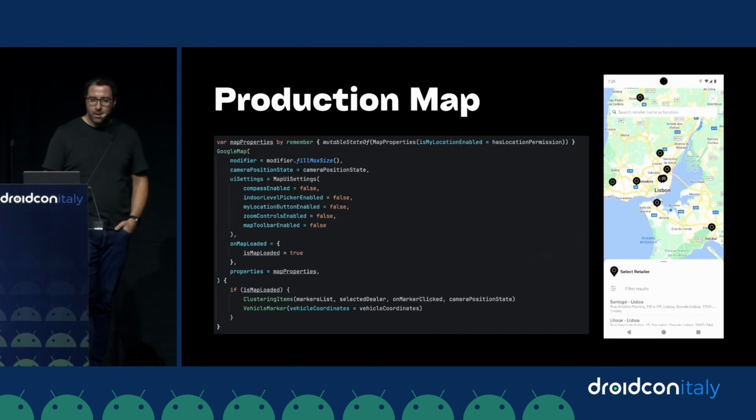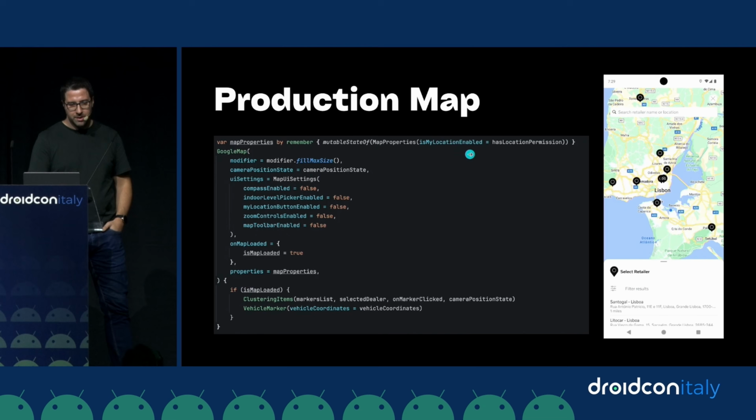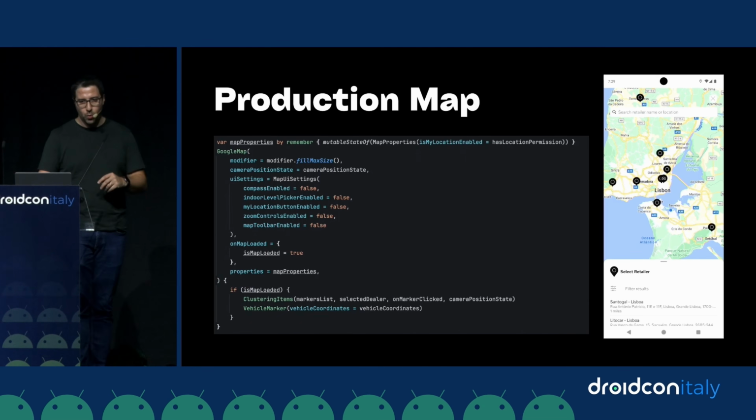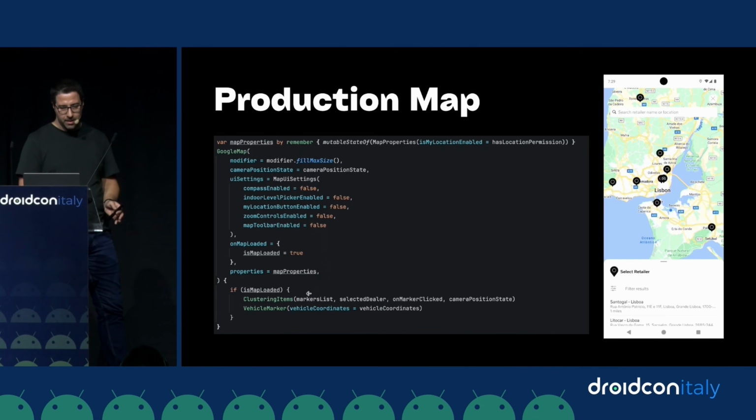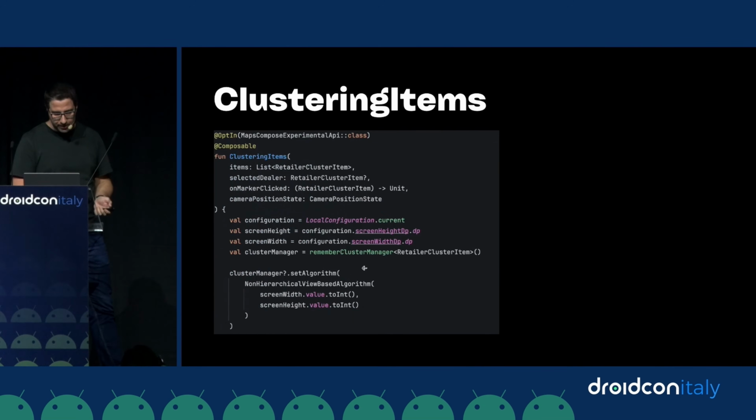We are passing the map properties with isMyLocationEnabled as false in the beginning, and we are doing it this way because we need to ask for the location permission, so later we can enable this functionality. And we are using a parameter of the Google Map that allows us to know once the map is ready to use. So when it is ready to use, we are basically creating two different types of markers. One of them is not being clustered, which is the vehicle marker, and the other ones are being clustered inside this clustering items function that I will now show you.